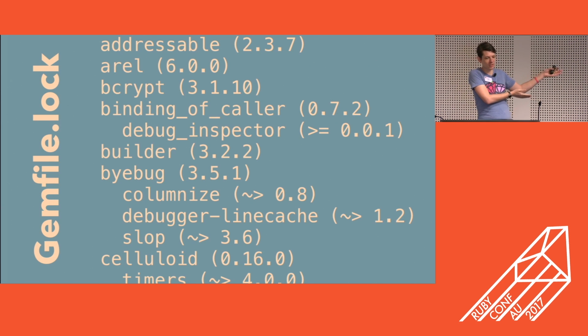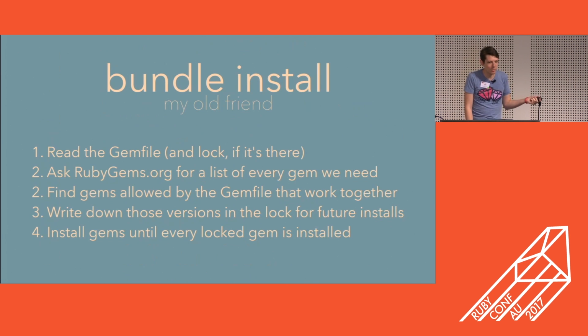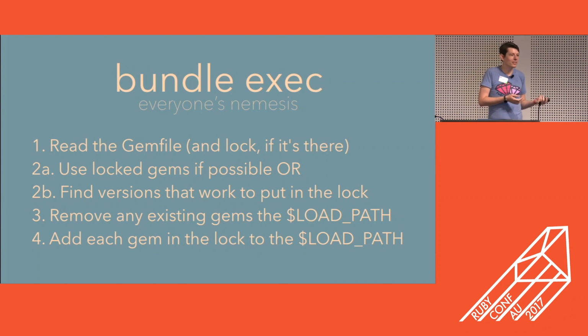So Bundler produces this Gemfile.lock, which is just a list of the exact versions, and we know that all of those versions will work together. So here's how bundle install works. It reads the Gemfile and the lock if there is one. It asks RubyGems for a list of all those gems, finds the gems, writes down the versions we need, installs them. Hooray! Bundle exec does the same thing, but at the time that you run your program, and says, hey, do I have all the gems I need? Great, put those in the load path, go.